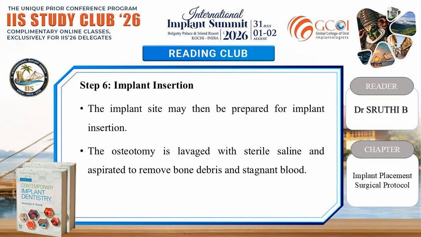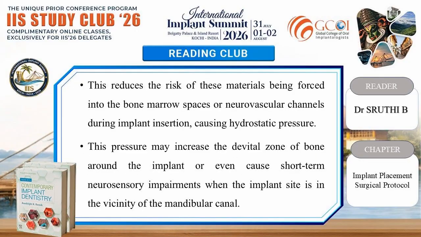Step 6. Implant insertion. The implant site may then be prepared for implant insertion. The osteotomy is lavaged with sterile saline and aspirated to remove bone debris and stagnant blood. This reduces the risk of these materials being forced into the bone marrow spaces or neurovascular channels during implant insertion, causing hydrostatic pressure. This pressure may increase the devital zone of the bone around the implant or even cause short-term neurosensory impairments when the implant site is in the vicinity of the mandibular canal.